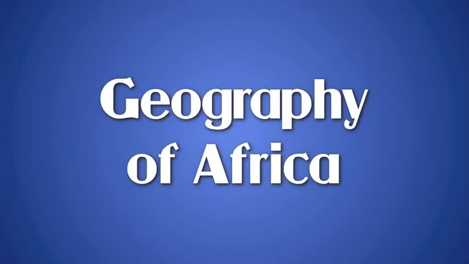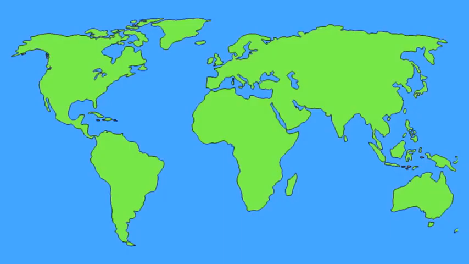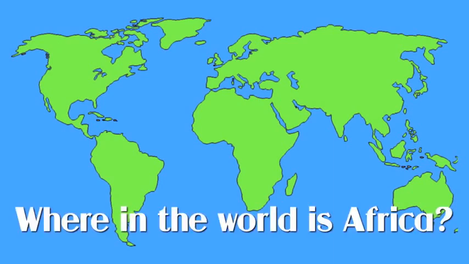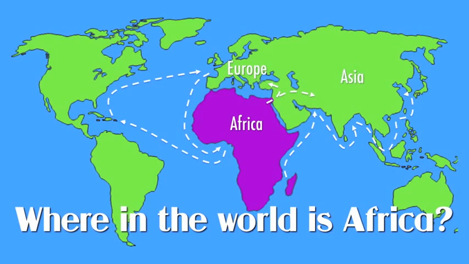An introduction to the geography of Africa. That means we're going to be taking on an entire continent, so there's a lot that we need to discuss. But the very first question that we need to ask is, where in the world is Africa? Well, Africa is the continent that's located south of Europe and southwest of Asia. That location made it an ideal trading partner for many of its neighbors.